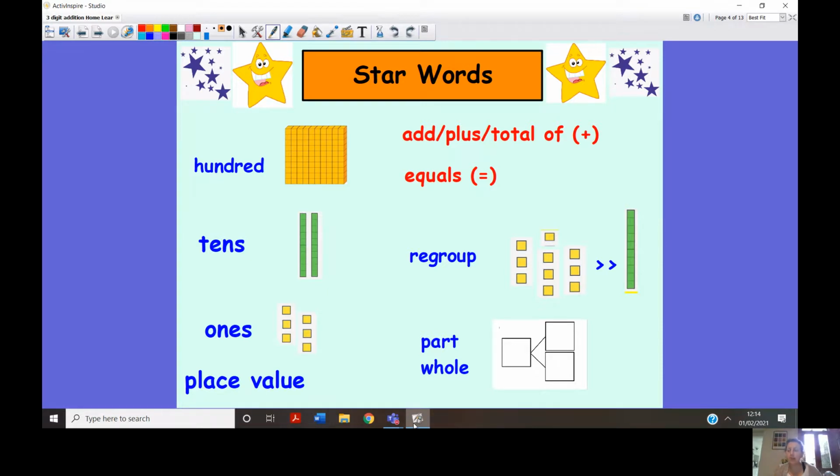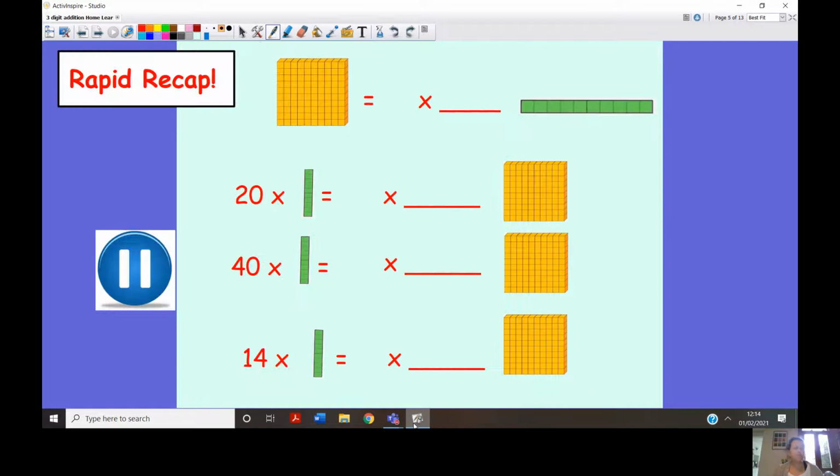Fantastic. We're going to do a bit of a recap now. And it's very much what we did yesterday. So you're probably going to want to pause this. You can just write your answers down on a piece of paper, or you can just say them out loud. So I want you to look at each one of these representations of our Deans and see if you could work out what I'm asking for.